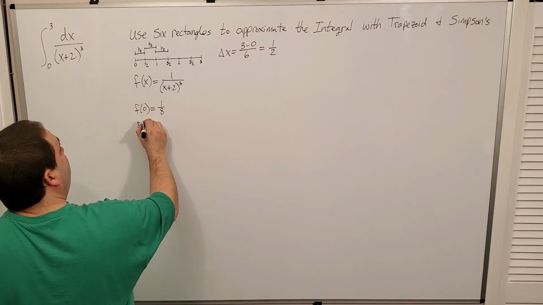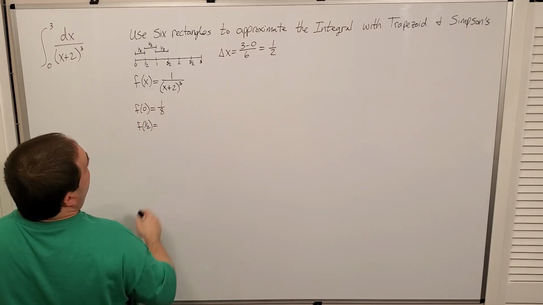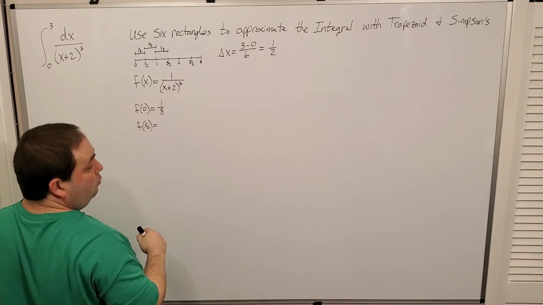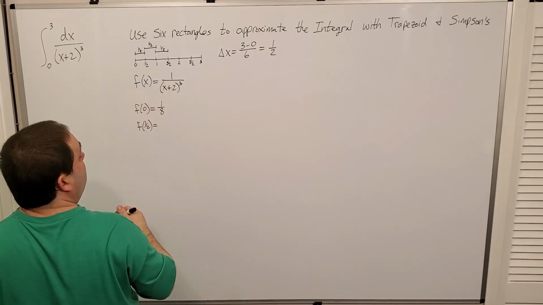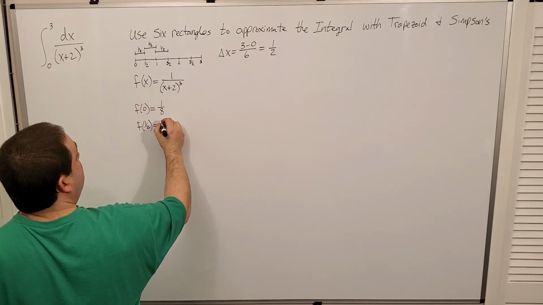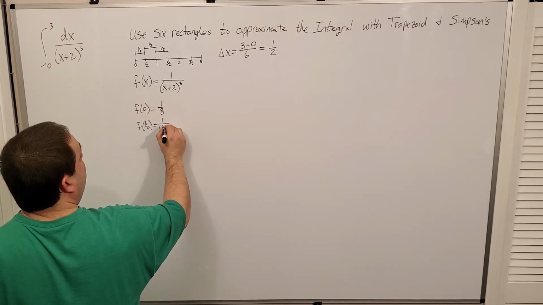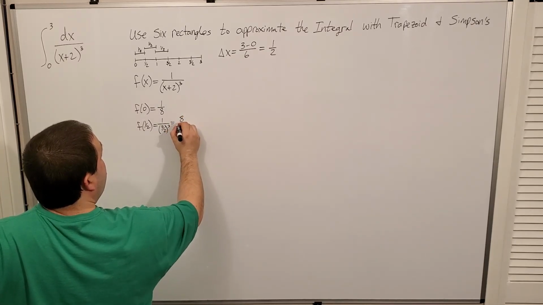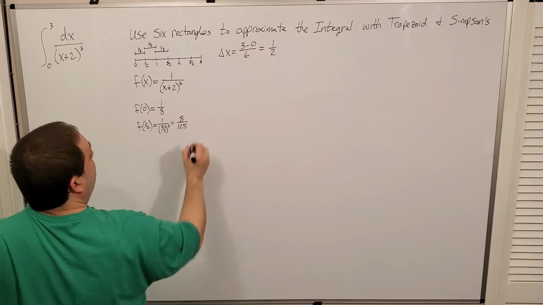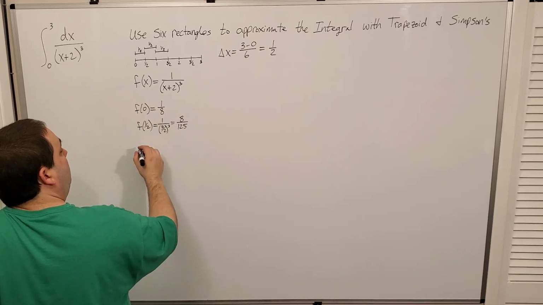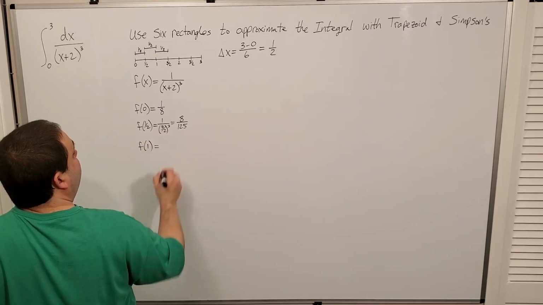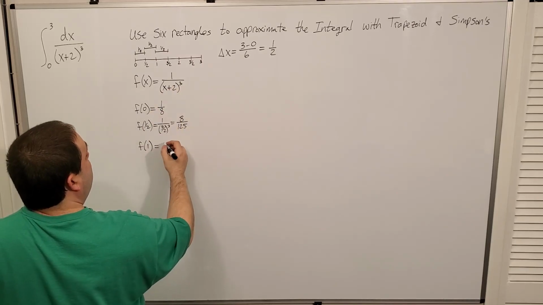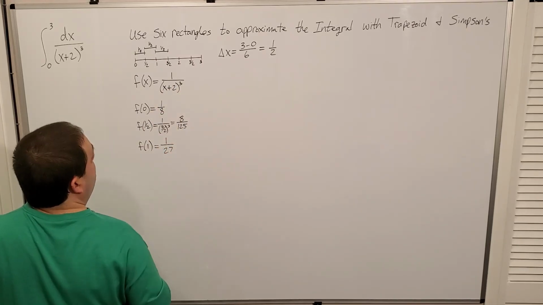I'm going to need f of 1/2. So 1/2 plus 2 is 2.5, which is 5 over 2 cubed, and then flipped, 1 over 5 over 2 cubed. So that's going to be 8 over 125. Okay, next, f of 1, that's going to be 3 cubed, so 1 over 27.